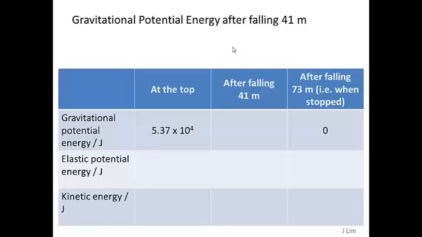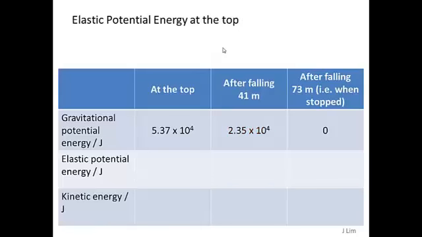Gravitational potential energy after falling 41 meters. In this case, the height will be 73 minus 41 meters. That will give us a gravitational potential energy of 2.35 times 10 to the power 4 joules.